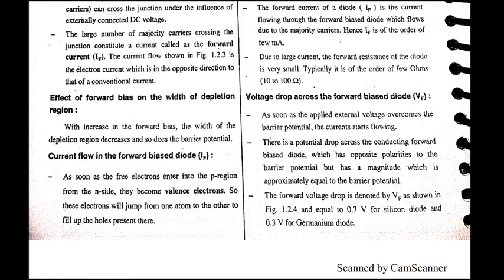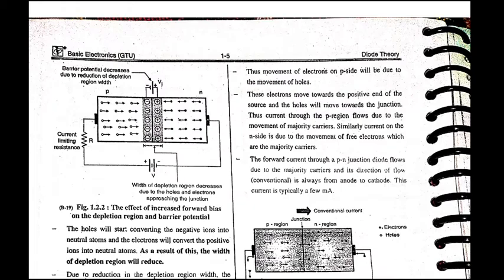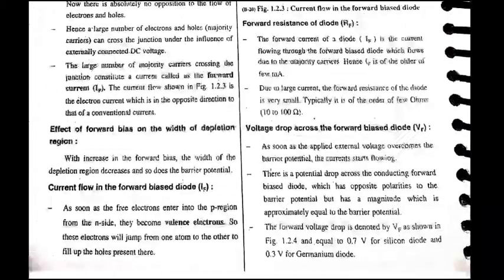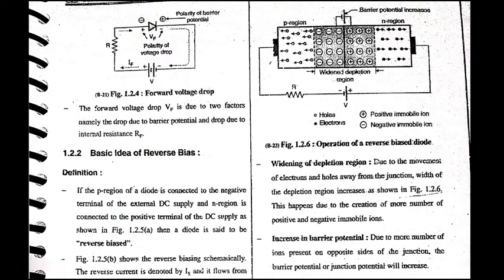Increasing the forward bias, the width of the depletion region decreases, and so does the barrier potential. As the depletion region width decreases, the barrier potential decreases. The flow of electron current, the direction in which electrons are going, is opposite to the direction of the conventional current, as you can see in the figure 1.2.3. You can draw this diagram.